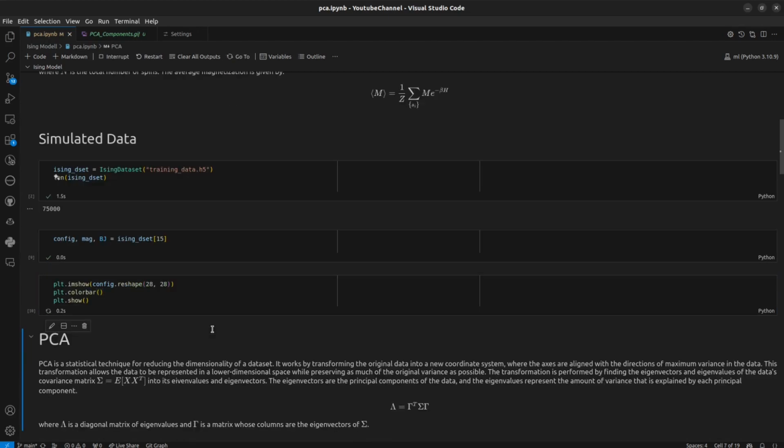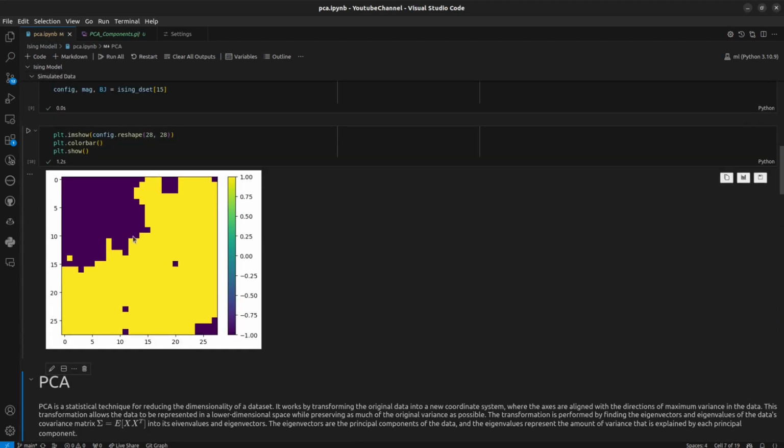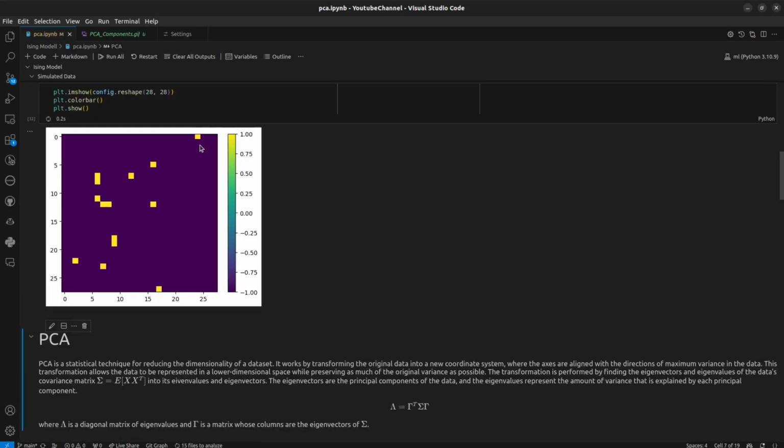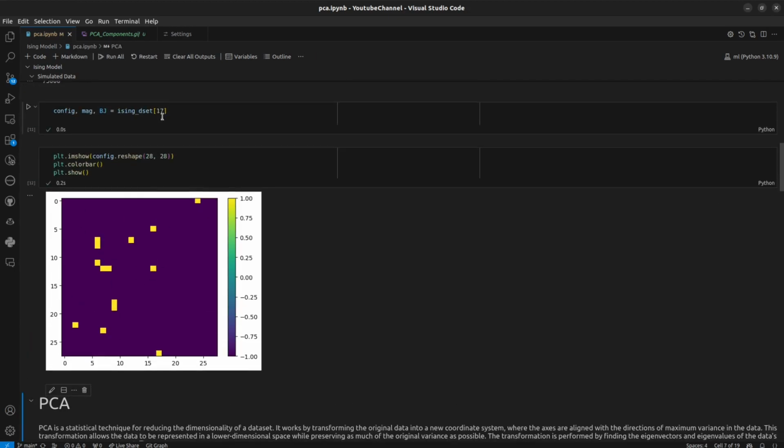Okay, so let's have a look at an arbitrary configuration, and there you can see in this purple area the spins are at -1, in the yellow area they are +1, and for different numbers we have different configurations.